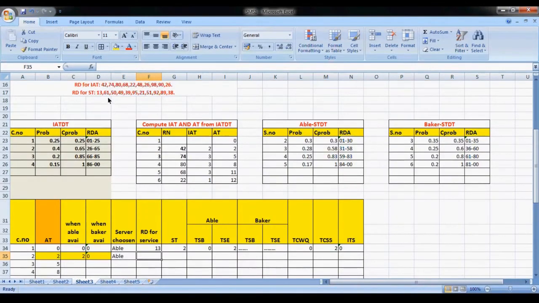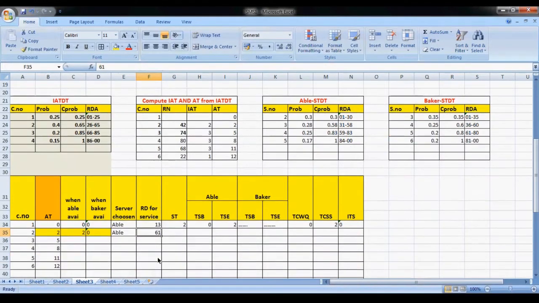Now take the second random number. The second random number is 61. Take 61 and go to the Able service time distribution table. 61 falls under this range and its value is 4, so service time is 4. We are working with Able, Able is available at 2, the customer is coming at 2, and the maximum of these is 2, so time service begin is 2. Time service end is 2 plus 4, which is 6.